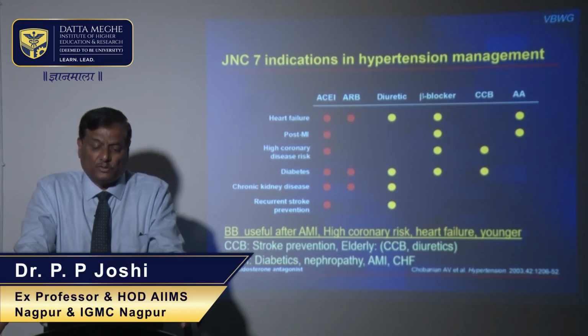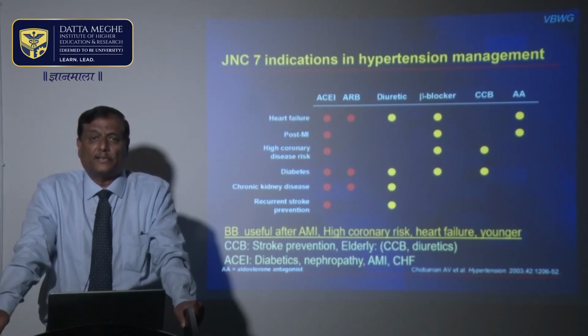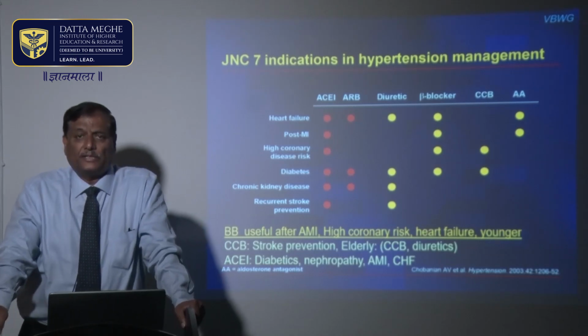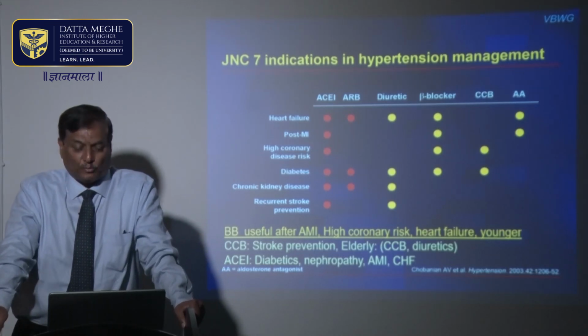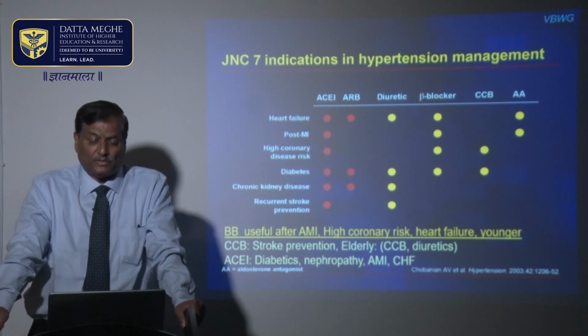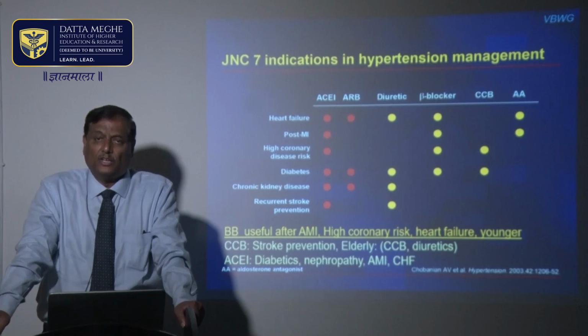In patients who are diabetic, we should definitely be using ACE inhibitors, because we have told you that ACE inhibitors and ARBs slow the decline of GFR and delay the onset of diabetic nephropathy in patients who have diabetes. Therefore, very important. So there are very specific compelling indications where specific drugs have to be used.